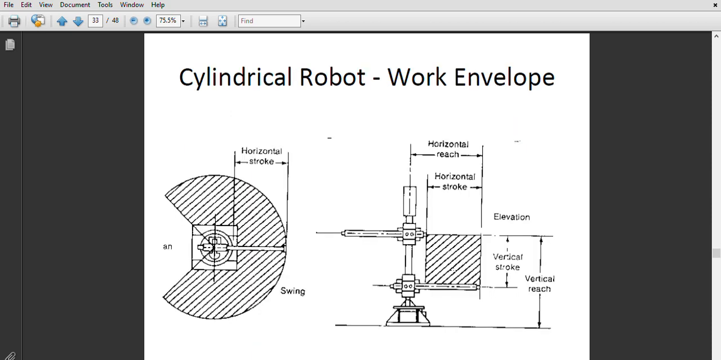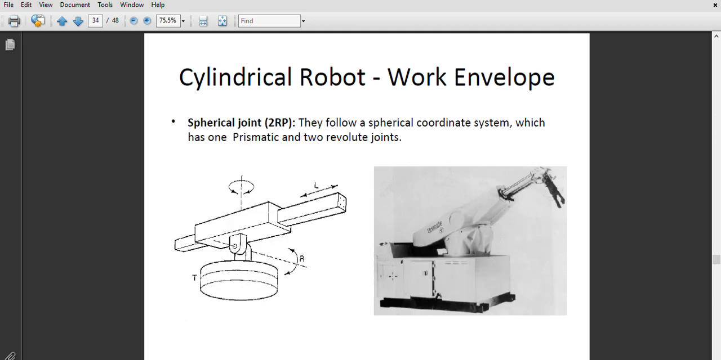This is the cylindrical robot working envelope. For example, you can see that it can move up to this degree. I think it can rotate up to about 270 degrees. Yes, it can rotate up to 270 degrees, and its work envelope is like that.